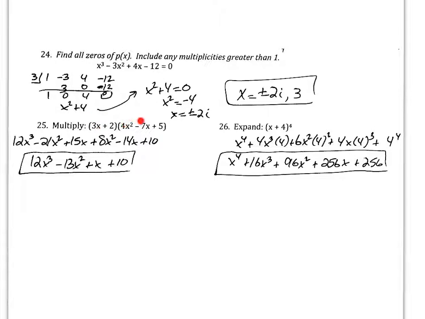Take the 3x all the way through, and when you do that, you get those 3 numbers. Take the 2 all the way through, you get those 3 numbers. Then add what you can and get your answer right there. And the last one, 26, expand this thing right here. Because the exponent's 4, you're going to get 5 terms in your answer.